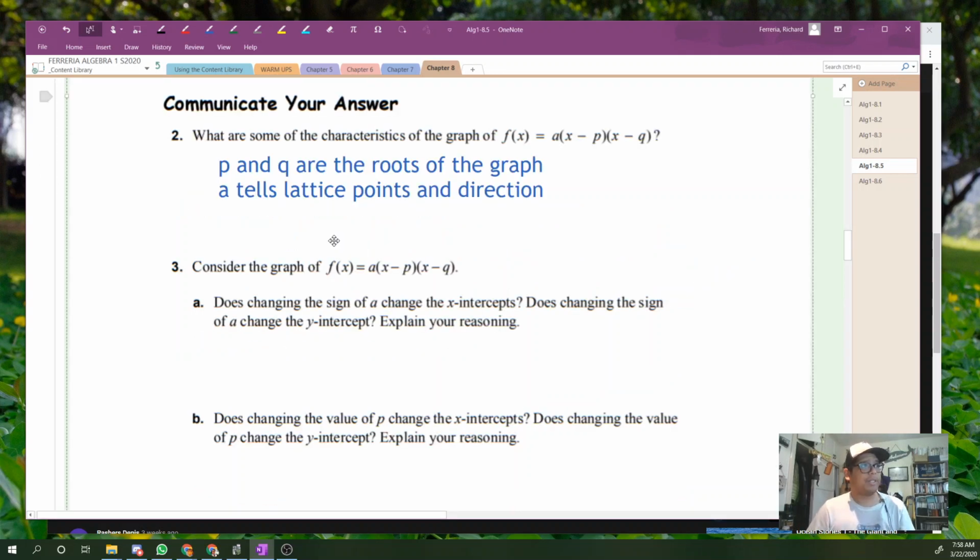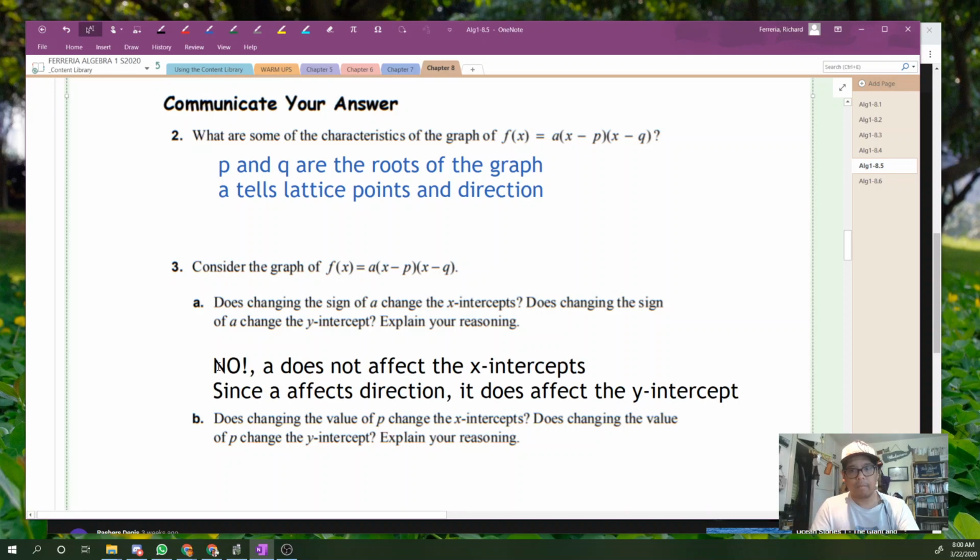Number 3 says, consider the graph of f of x equals a, x minus p, x minus q. Does changing the sign of a change the intercepts? Does changing the sign of a change the y-intercepts? So yes, it does change the x-intercepts. I mean, no, a does not affect the x-intercepts. Since a affects direction, it will affect the y-intercept.